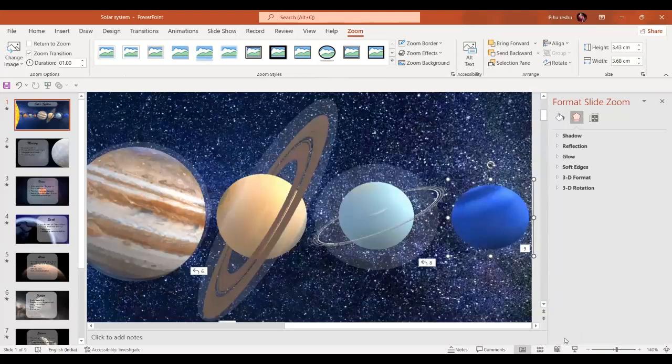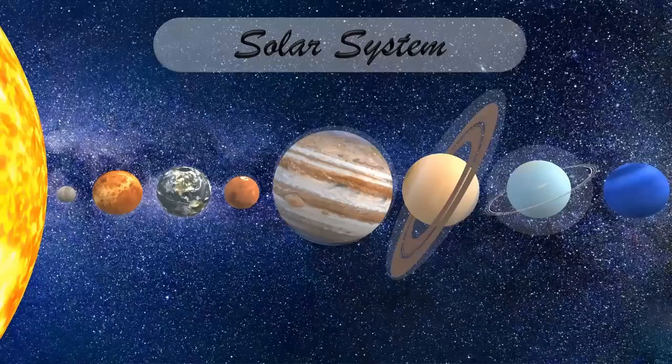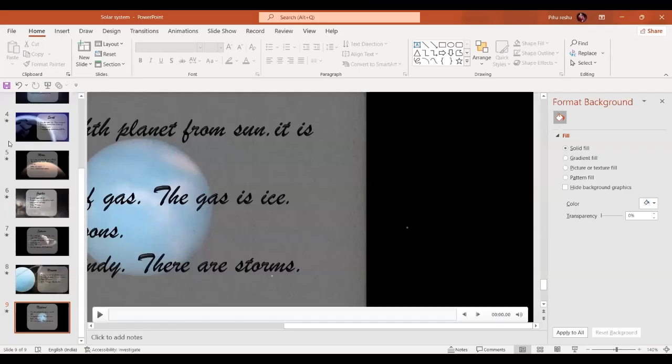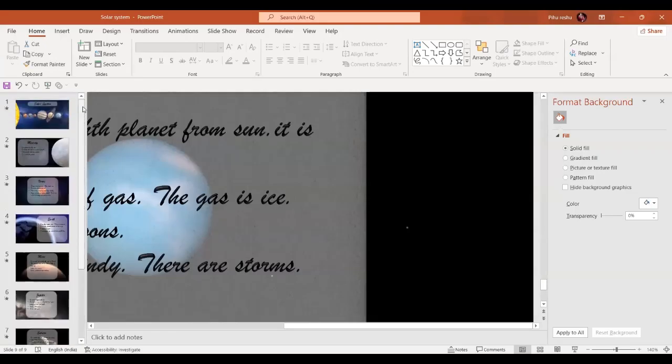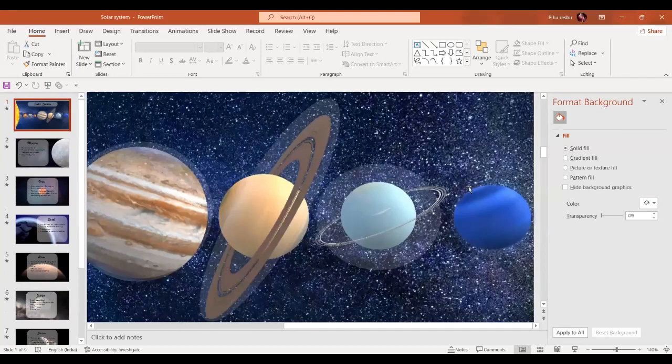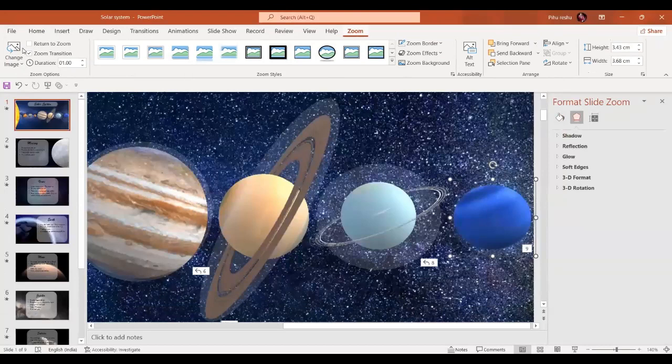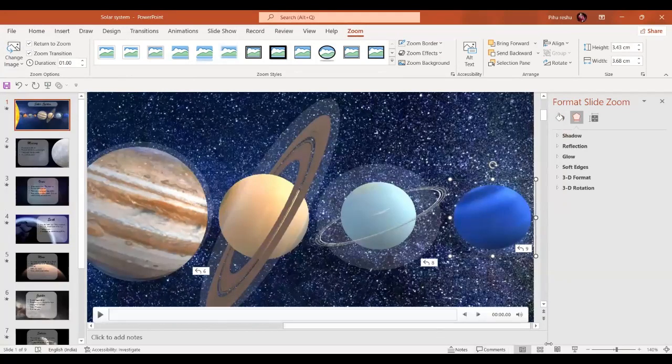Now let's have a preview for this Neptune. As soon as I click, the slide appears, but when I click for the second time, it goes to the next slide. But what do we want? We want the same slide. So what are we going to do? We will click on this, go to the zoom tab, and select return to zoom. Now let's have a preview.